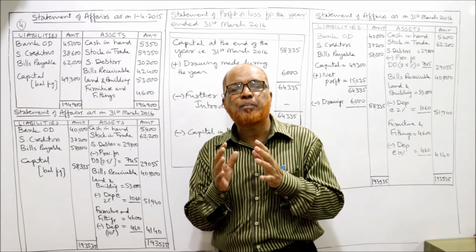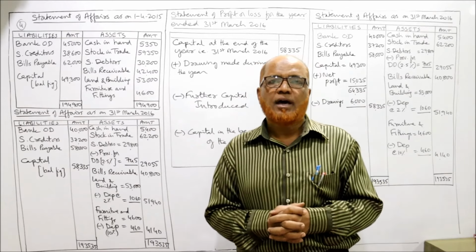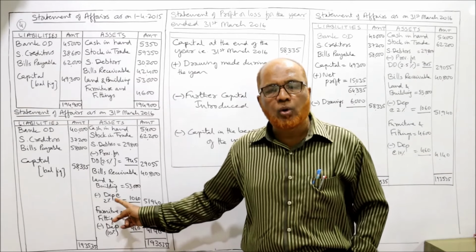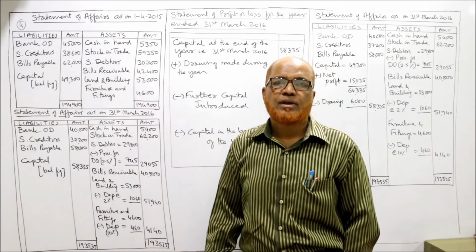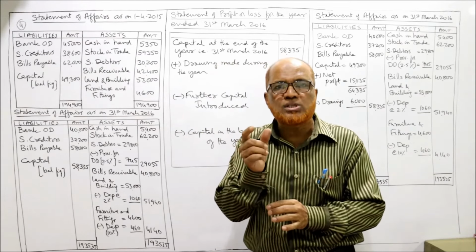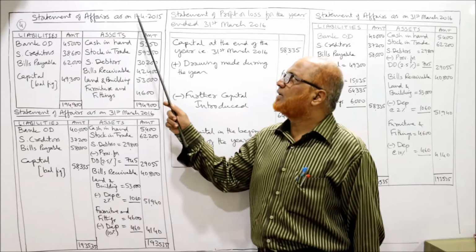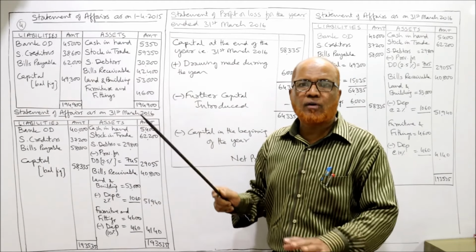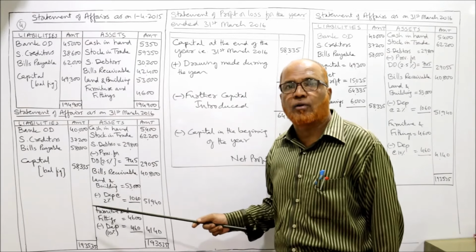Right? And make a provision for doubtful debts on debtors at 2.5%. Remember, this depreciation will be calculated only in the closing statement of affairs, not in the opening statement of affairs. We have to provide all these things during the current year. Current year is 2016. Right? So first, we make the statement of affairs as on 1/4/2015, beginning of the year. Beginning of the year we won't provide any depreciation. Depreciation will be calculated at the end of the year.